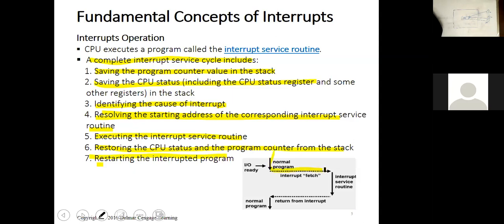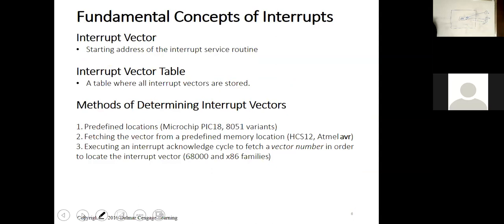So all of this is done during this cycle. Here we push the program counter and the registers to the stack. We load the address of the interrupt service routine into the program counter. We execute the interrupt service routine. Then once we finish, we restore the status of the CPU, load the program counter with the return address, and resume the normal execution.